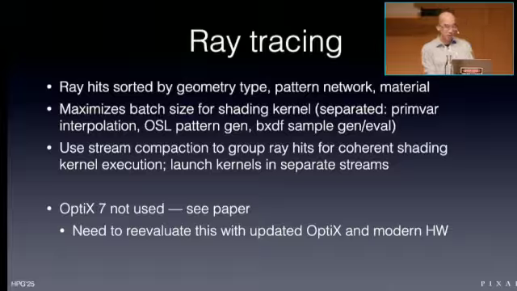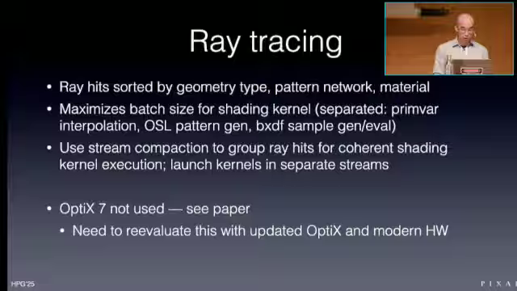Once we get a collection of ray hits from ray tracing, these hits are sorted using 3 keys: the geometry type, the pattern network, and the material binding, all in order to maximize the batch size of the kernels for shading, since shading for our system broadly involves 3 kernel stages. We interpolate the primvars in the geometry, we run OSL patterns, and we generate and evaluate samples from the BXDF. On the GPU, we use stream compaction to group these ray hits for coherent shading kernel execution, and we launch in separate streams to maximize core usage. We should note here that we don't use OptiX in our system, for reasons why you can refer to the paper.